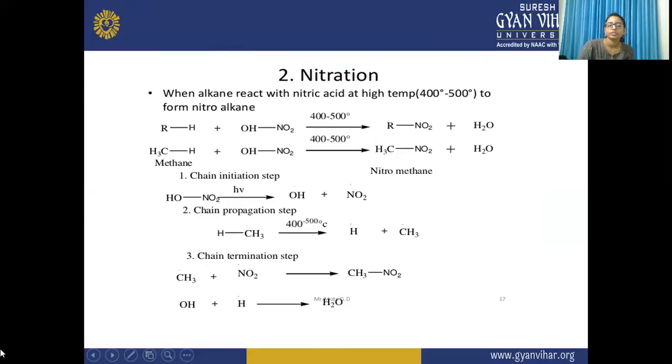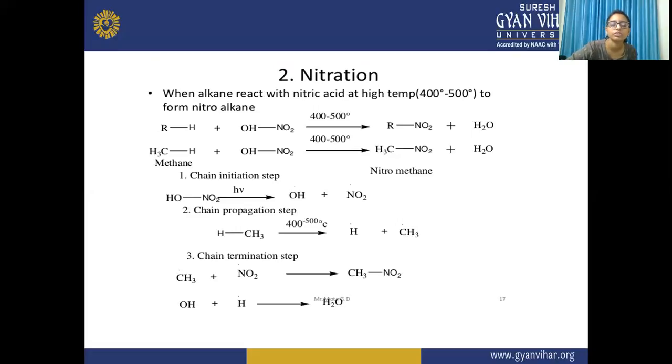Next is your nitration. In the nitration, there is a use of HNO3. So HNO3 is your nitric acid. When an alkane reacts with nitric acid at a high temperature, 400 degrees centigrade to 500 degrees centigrade, it forms a nitroalkane. So here there is a formation of nitromethane.